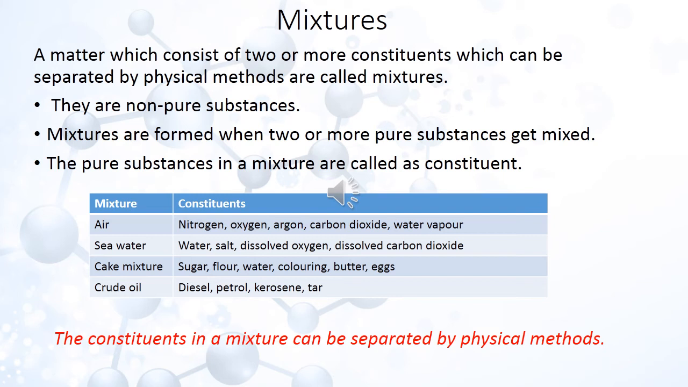Crude oil, which we use to separate all the types of fuel: diesel, petrol, kerosene, tar. So the crude oil is a mixture of these ingredients. These constituents can be separated by physical methods. Remember, always, constituents in a mixture can be separated by a physical method.